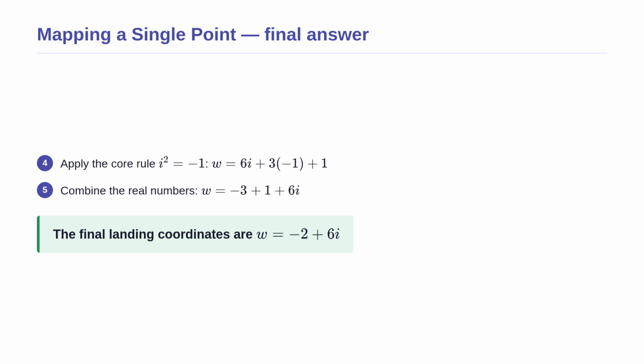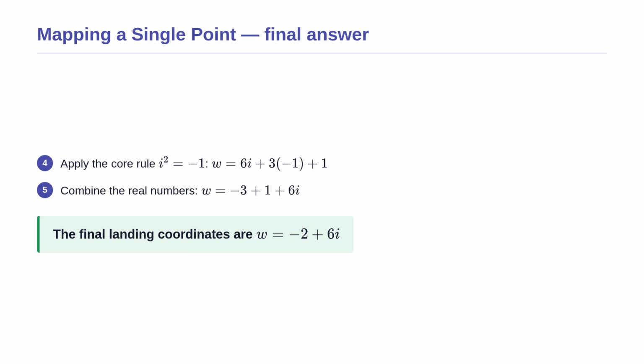Continuing with our calculation, we must deal with the squared imaginary unit. We apply the core rule of complex numbers, replacing i squared with -1. This is a crucial step because it converts an imaginary-looking term back into a pure real number. Now, we simply combine our real numbers, adding -3 and +1 to get -2. The imaginary part remains +6.